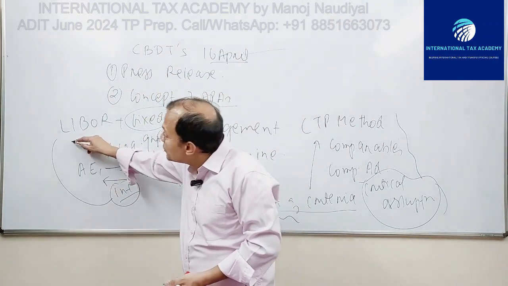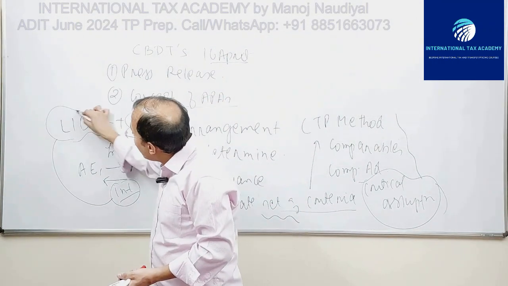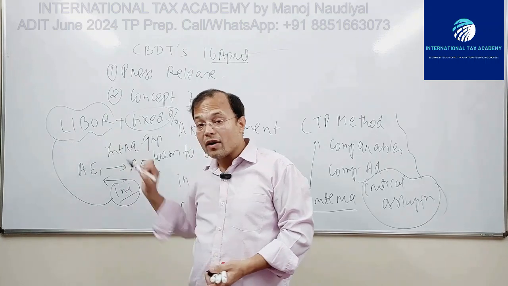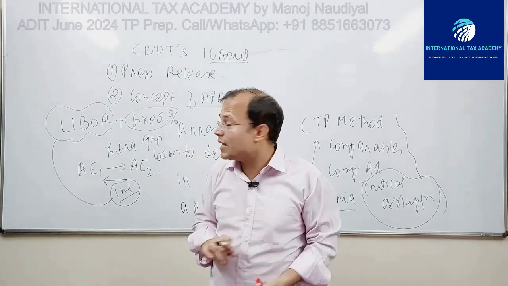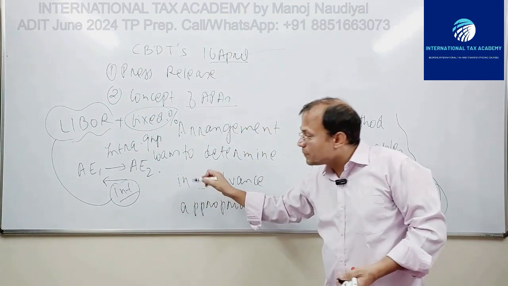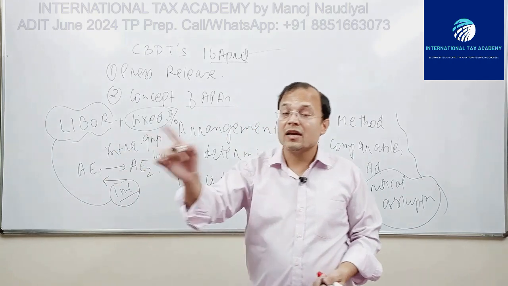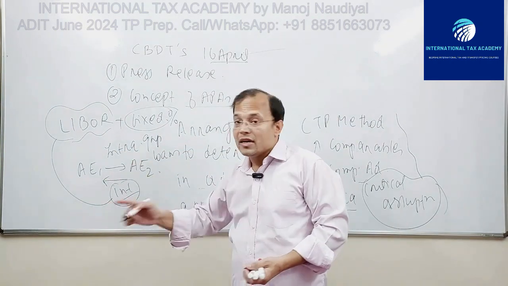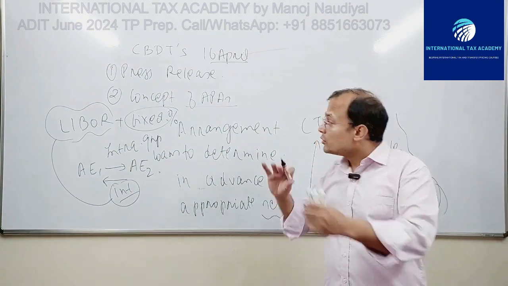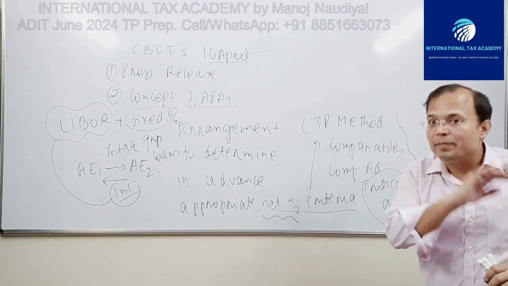So this critical assumption regarding the determination of interest includes that LIBOR, London Interbank Offered Rate, which keeps on fluctuating, and a fixed percentage. Using this critical assumption, the amount of interest payment may be determined for this controlled transaction that involves an intragroup loan. Fine. So this is the concept and the mechanism of APAs.